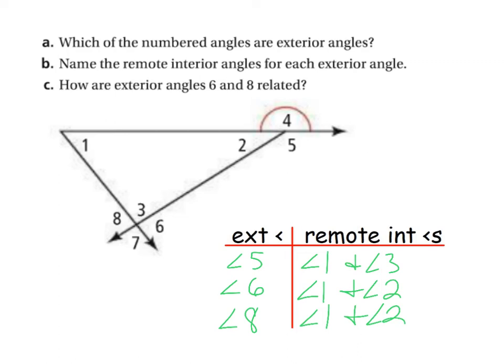All right, and then the last question, how are 6 and 8 related? Well, if you look at it, 6 and 8 are actually vertical angles here. So how are they related? They're vertical angles, but that would also make them congruent, because notice that they both equal the sum of 1 and 2, so they're going to end up being equal to each other. All right, that's all I've got.